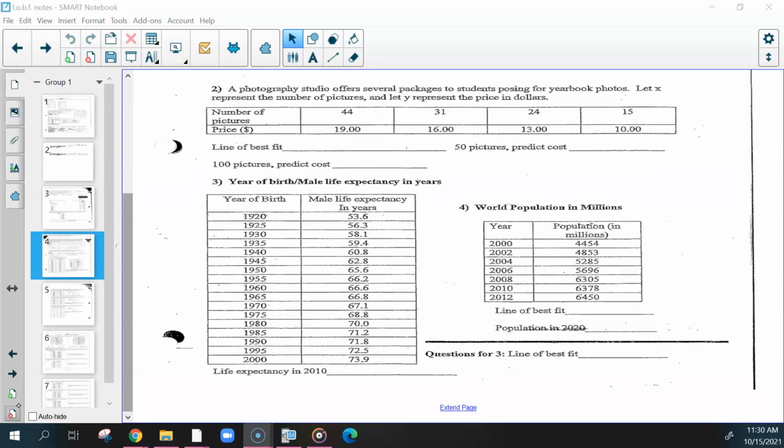So anytime you have an example where you're given years, you're going to do this a little differently. Before you start putting this information into your calculator, if this starts off with years, you're going to change the first year to be 0. And then every year after that is how many years it has been since the first year. So 1925, it will have been 5 years since the first one, so this would change to 5. 1930, it's been 10 years since the beginning, and keep going.